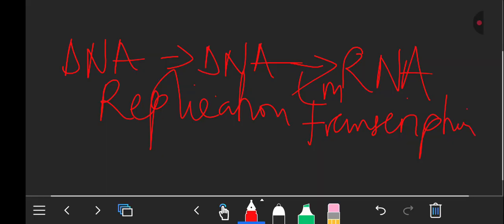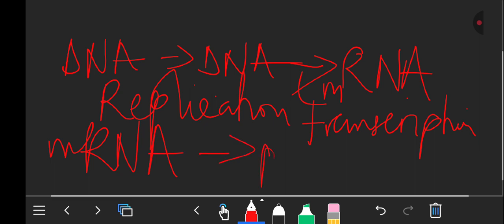But there's also the conversion which takes place from RNA, mRNA to be specific, to proteins. What do we call that conversion? So that conversion is what we call translation, right? That is called translation.